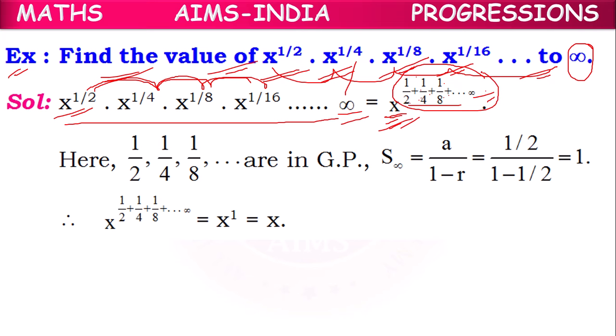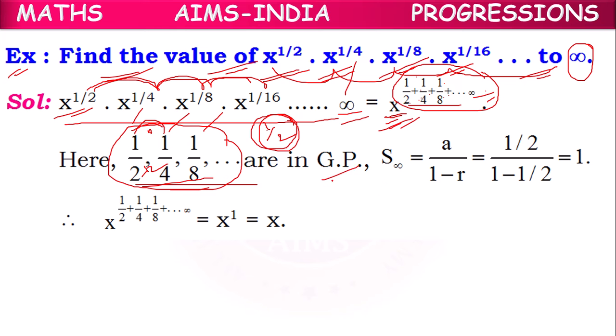If you observe the exponents 1 by 2, 1 by 4, 1 by 8, this is the sequence here, and it is the series having these terms. They are in the form of 1 into 1 by 2, 1 by 2; 1 by 2 into 1 by 2, 1 by 4; 1 by 4 into 1 by 2, 1 by 8. All the terms except the first are obtained by multiplying the previous term by 1 by 2. So 1 by 2 is the common ratio for this sequence. So they are in GP.